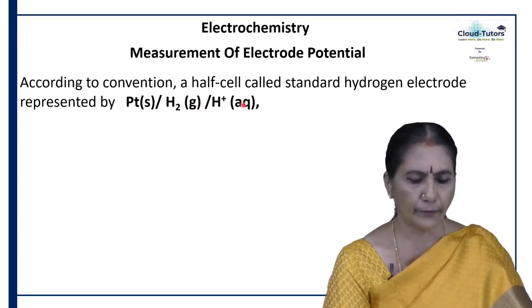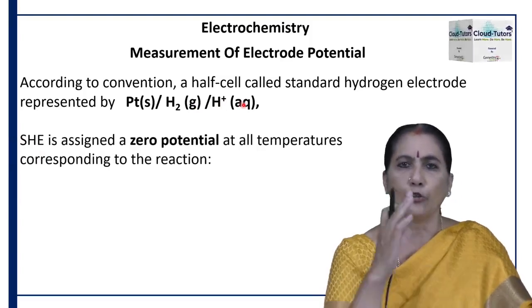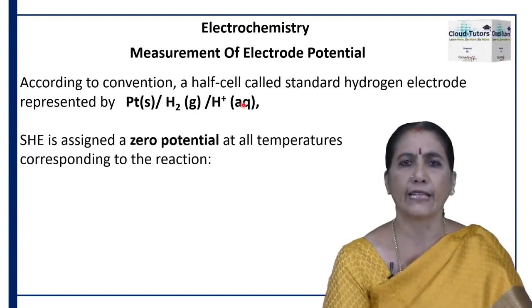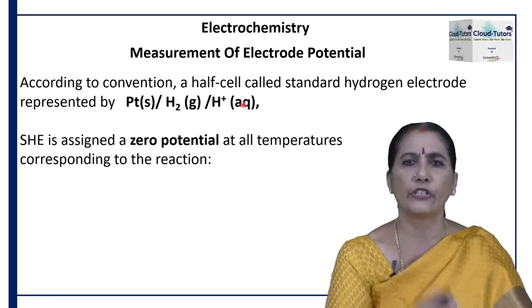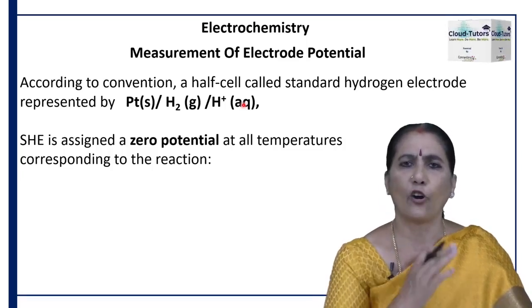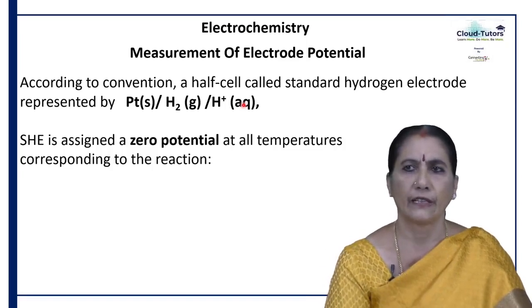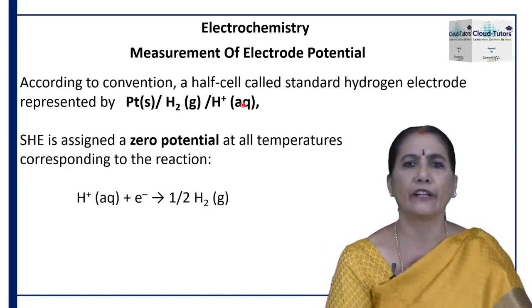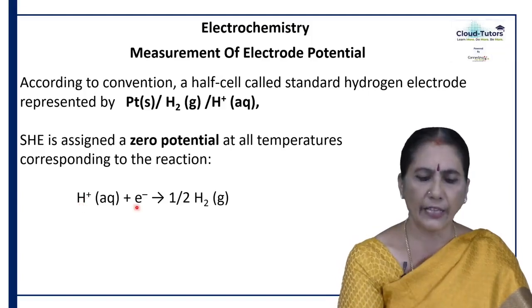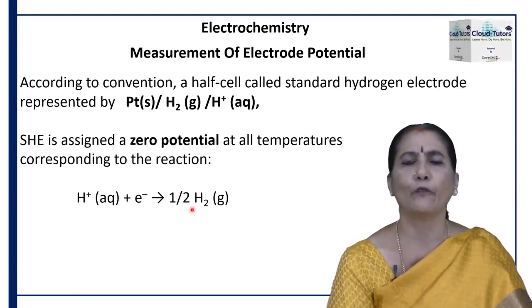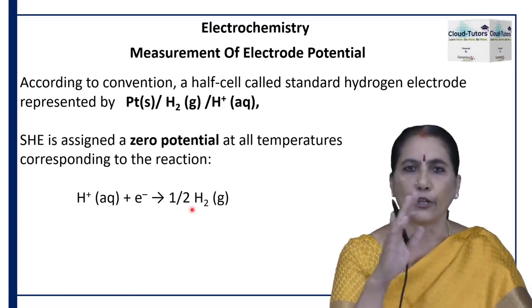Now this SHE electrode is assigned a value of 0 potential at all temperatures, corresponding to a particular reaction, where H plus gains 1 electron in order to become what is called atomic hydrogen.